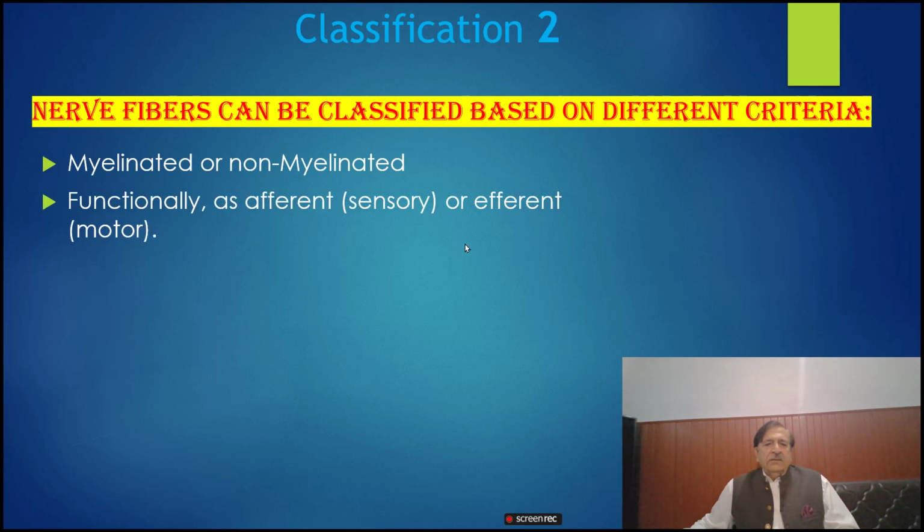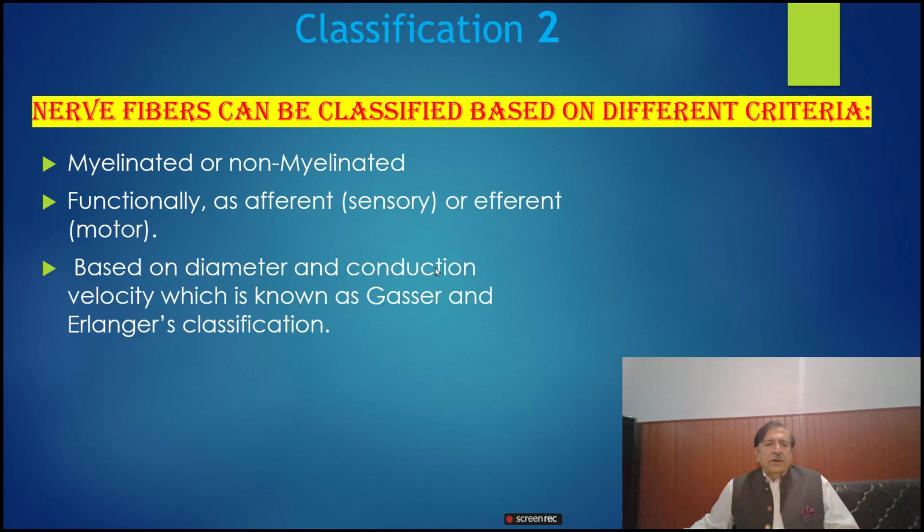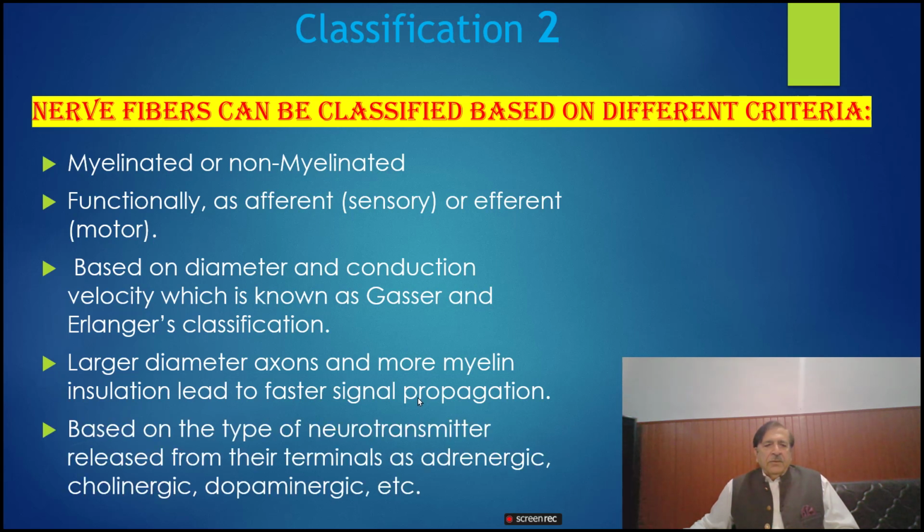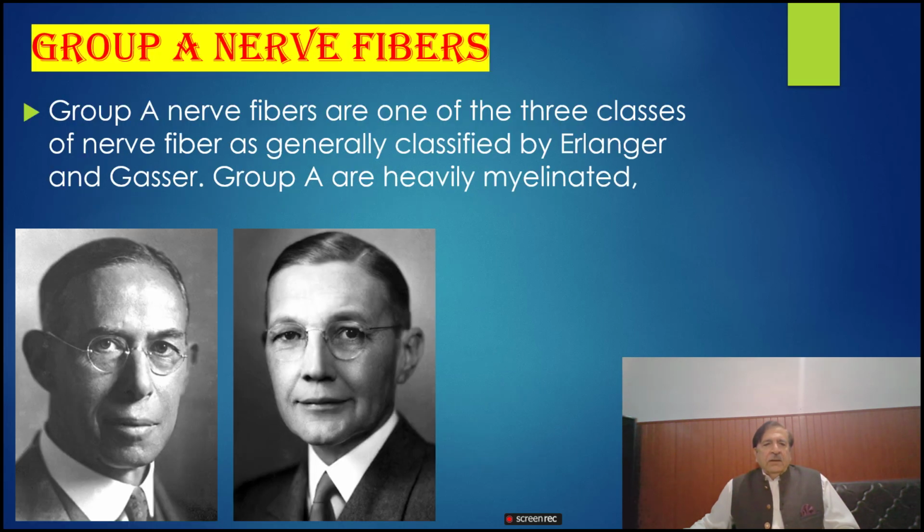Functional classification is afferent sensory or efferent motor, based on diameter and conduction velocity, which is known as the Gasser and Erlanger classification. Larger diameter axons and more myelination lead to faster signal propagation. Based on the type of neurotransmitter released from their terminals, they are classified as adrenergic, cholinergic, or dopaminergic nerve fiber.